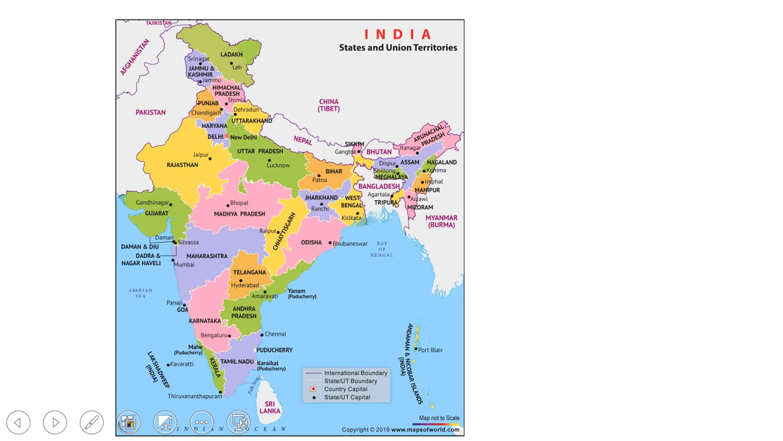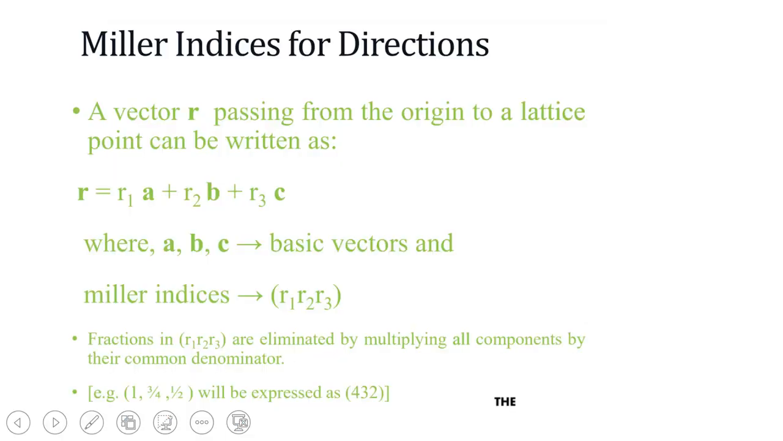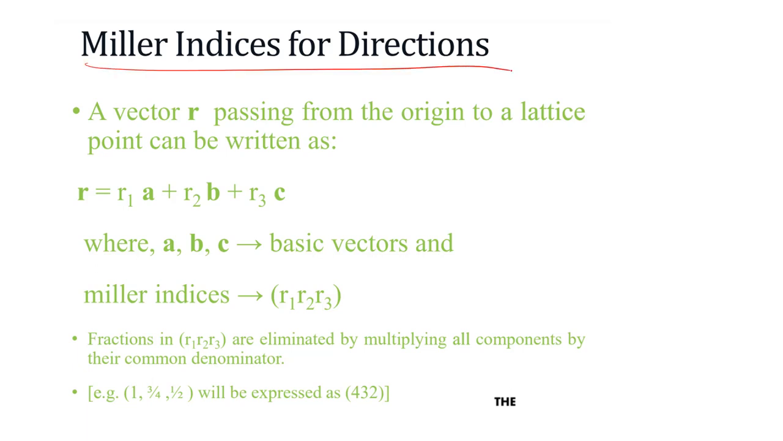Similarly, suppose someone asks you to go from Dehradun to Tamil Nadu. You can make a straight line that will give you the direction, like from west to east, from Gujarat to Assam. Now, the Miller indices of a direction is basically a kind of vector, represented as r equal to r1a plus r2b plus r3c, where a, b, c are basic vectors and the Miller indices are r1, r2, r3.